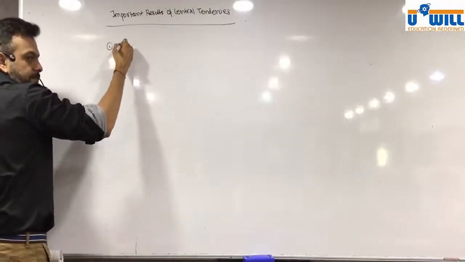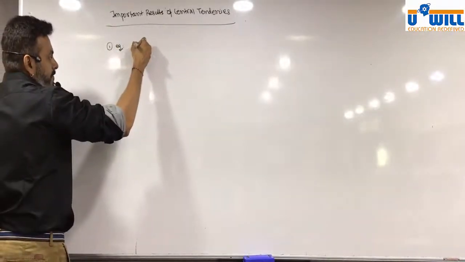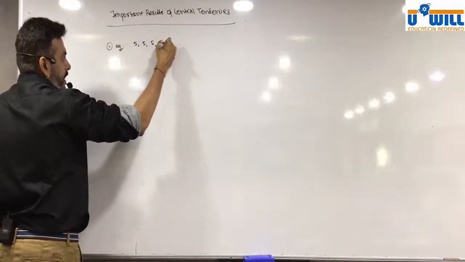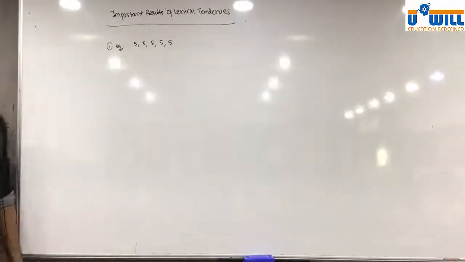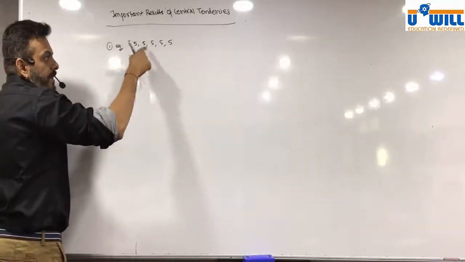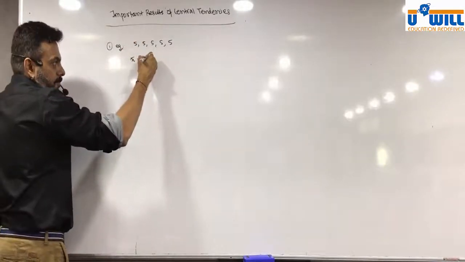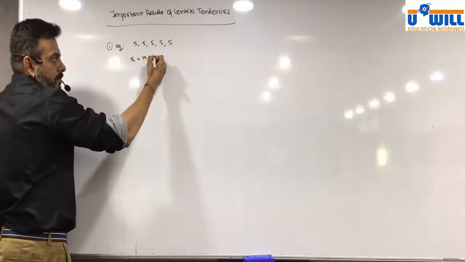Let's start with an example first. If you have values like 5, 5, 5, 5 and 5 and you are asked to find out the mean, what will be the mean? 5. So mean will be equal to 5. What will be the median? 5. Median, the centermost, is also 5. What is the mode? 5.